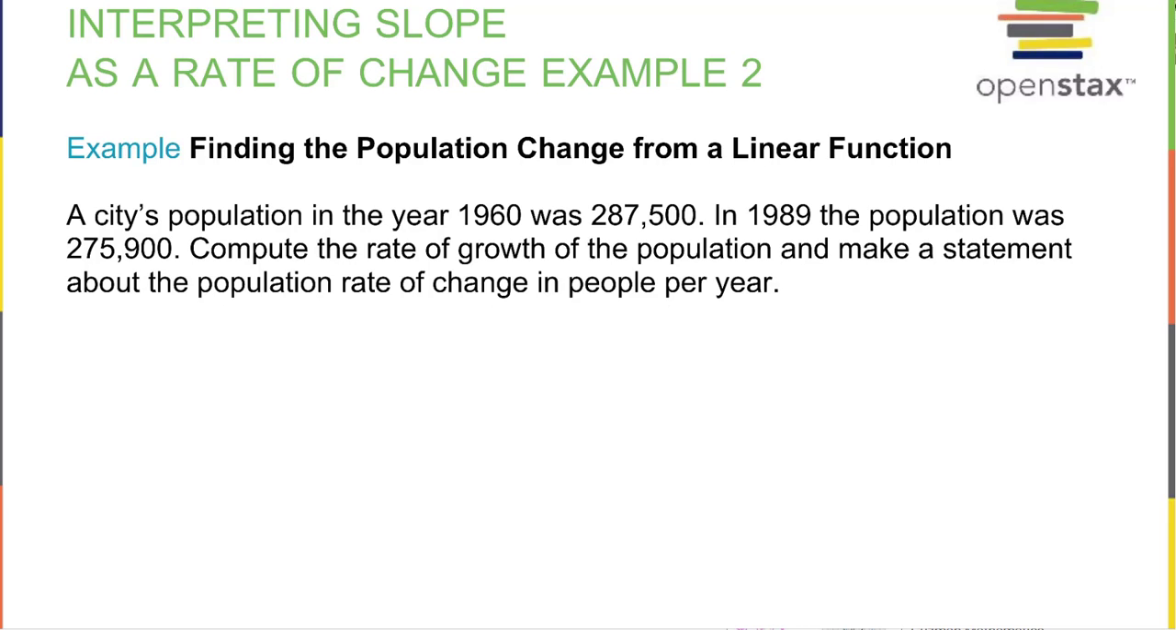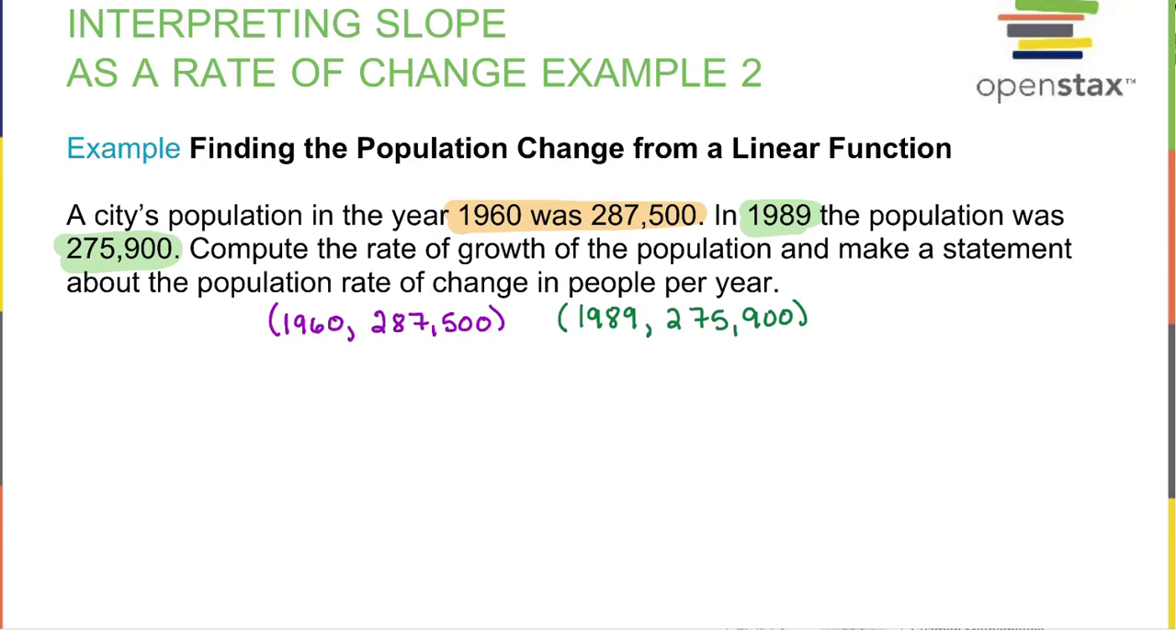So first, it looks like they give us 2 points. The first point is in 1960, there were 287,500 people in the population. Then in 1989, the population was 275,900, so that would be a second point. In 1989, there were 275,900. It looks like the population is going down.